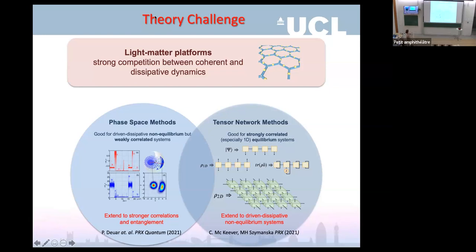In our group, we worked on the extension of phase space methods, which are generally very good for driven dissipative systems, but maybe not so good for interacting systems. So we have some works extending those phase space methods to stronger interactions. Another way, as we also know very well, is tensor networks, which are perfect for strongly correlated systems, especially 1D, maybe a little less good for 2D, but still good. But when you have 2D and driven dissipation, that becomes a challenge, and we also address that in that work.